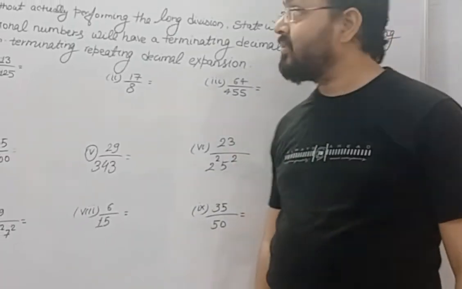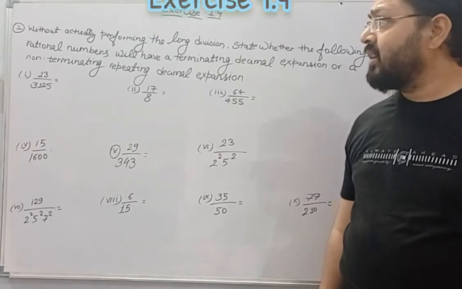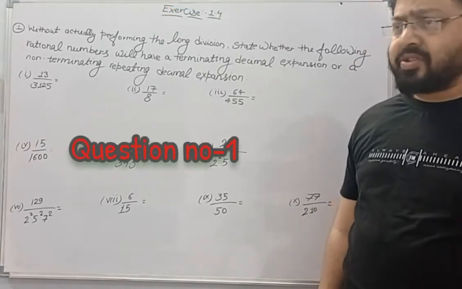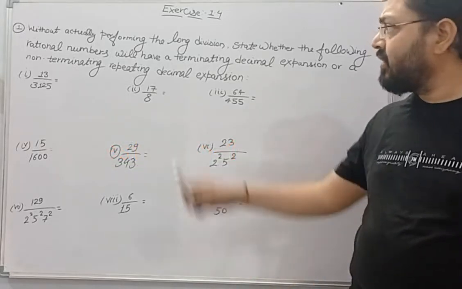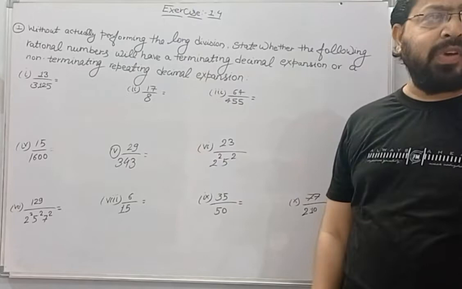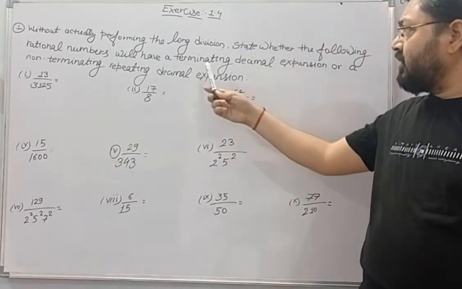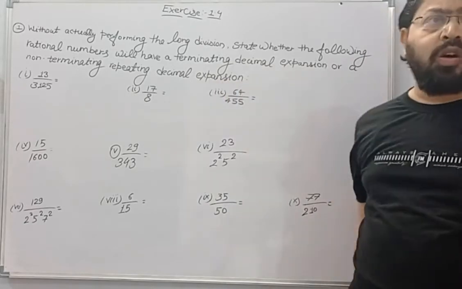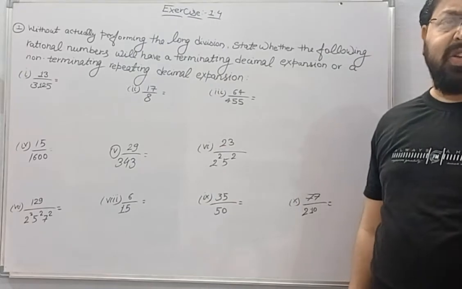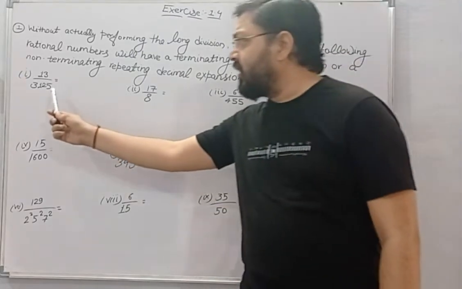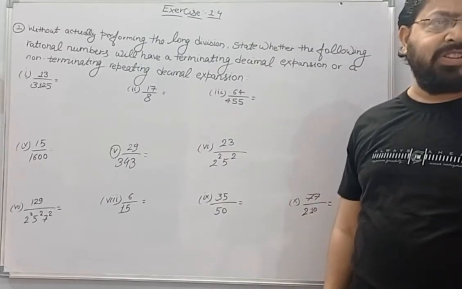Hello students, today I am going to discuss exercise 1.4 and question number 1. In this question, without actually performing the long division method, we have to find out whether the given fractions have terminating decimal expansion or non-terminating but repeating decimal expansion. For this, we have to take the denominators and get the factorization.